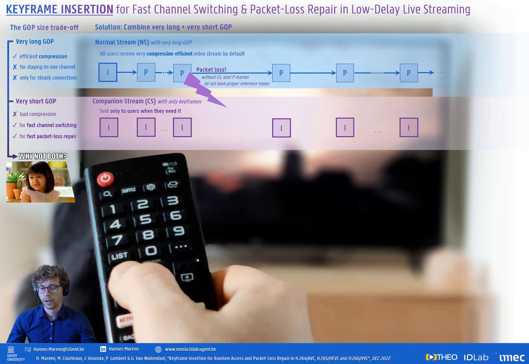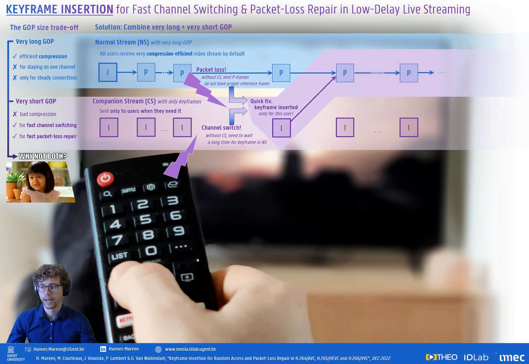When packet loss or channel switches occur, a keyframe from the companion stream is inserted in the normal stream as a quick fix. This is only done for the user that needs it. The other steady-state users are not impacted by this keyframe insertion.